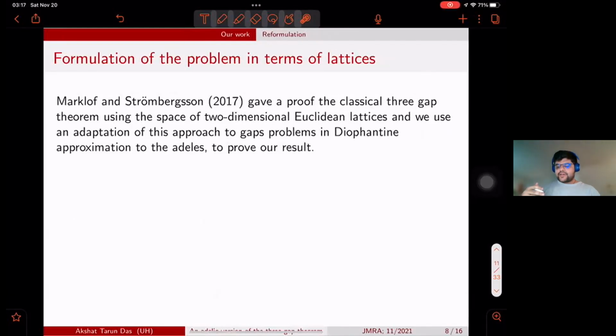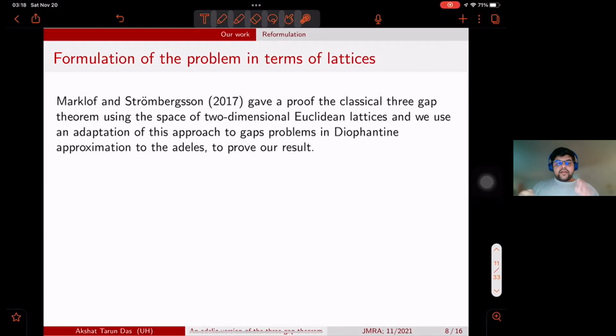now I'll try to talk about just brief details of how we try and prove our main result. So the classical three-gap theorem has been proved a lot of times. It was first proved independently by three people in the late 1950s, and since then it has been reproved a lot of times and generalized in many ways as well.